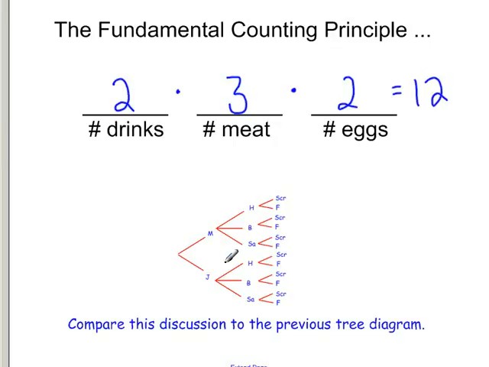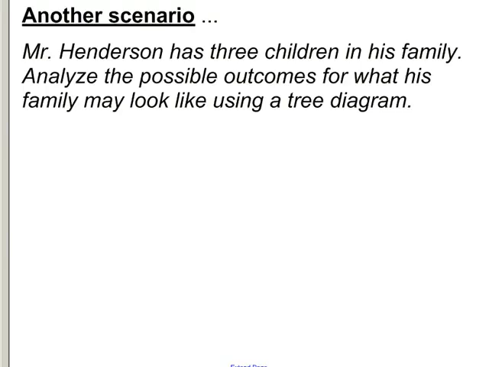Rather than drawing the huge tree diagram, I can just figure out that there's 2 options times 3 options times 2 options. There's a total of 12 things that could happen. That's the fundamental counting principle. It just says, hey, I could just multiply these numbers and get the number 12 rather than draw this huge tree diagram all the time. So it's helpful. It's another way to quickly calculate sometimes.